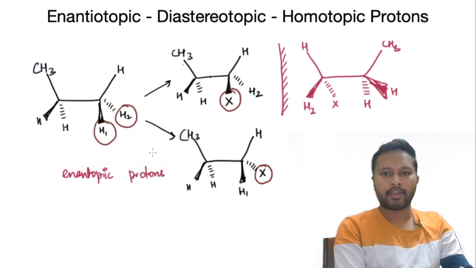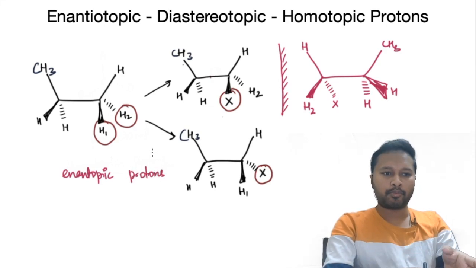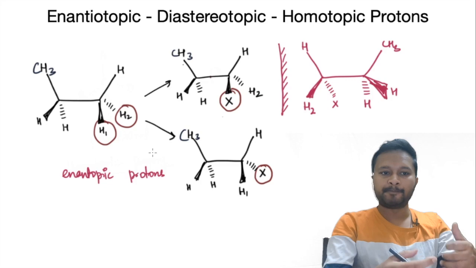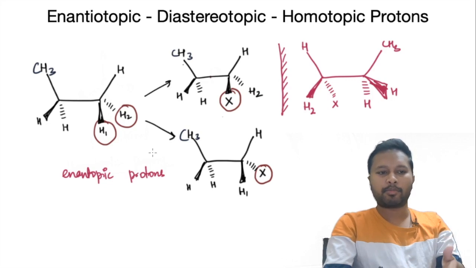So that's how we have discussed. We have done homotopic protons, when we replace the group and we get identical structures after replacing it. In this particular case, after replacing, we are not getting the identical structure, but we are getting the mirror images, okay? So that's why we call them enantiotopic protons.